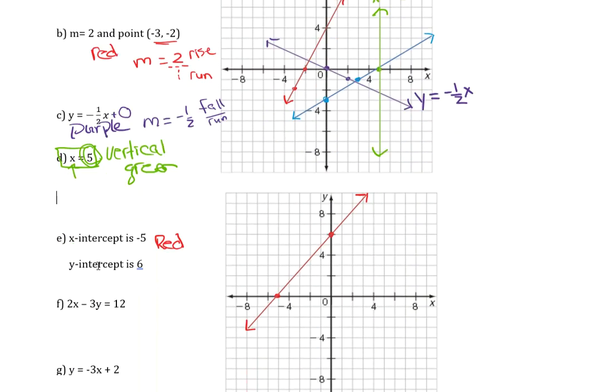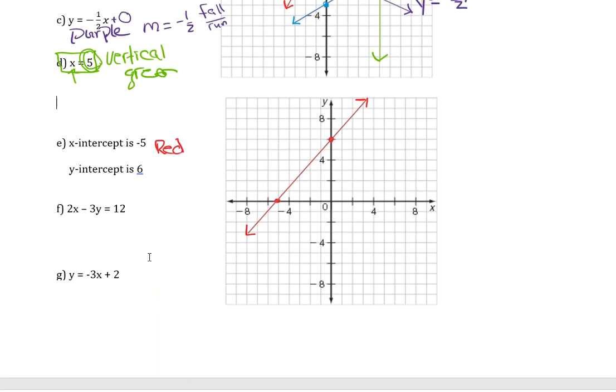Graph using intercepts. So do you remember how to graph with intercepts? That's what we're going to do here. I'm going to find the x-intercept first. To find the x-intercept, you let y equals 0. I'm going to take the equation and I'm going to put a 0 in for y. That gives me 2x, this is all 0, equals 12. Divide both sides by 2 and we get x equals 6. So there's my x-intercept.